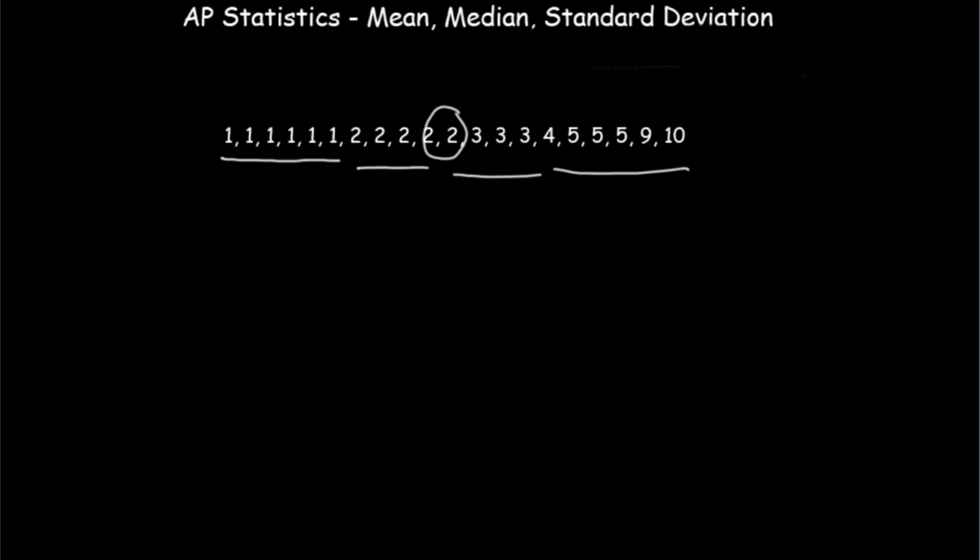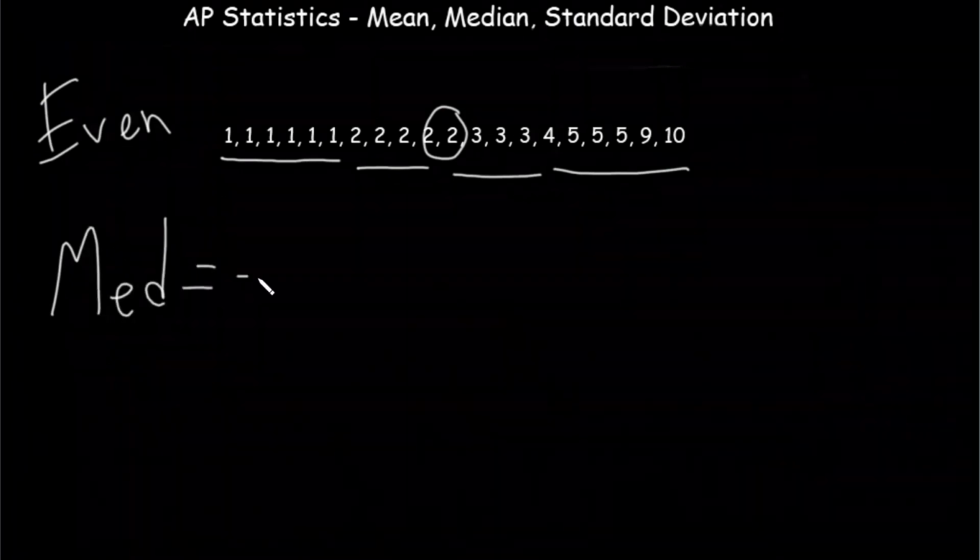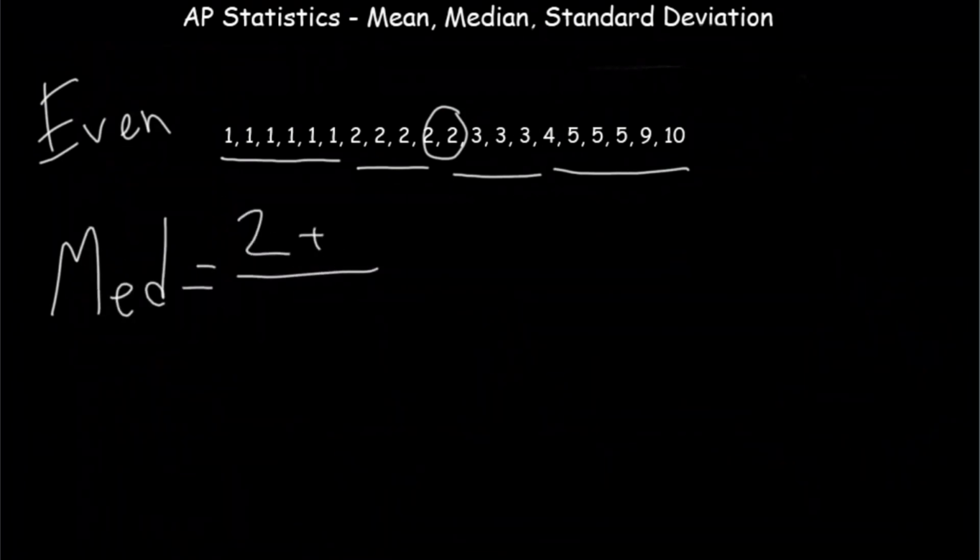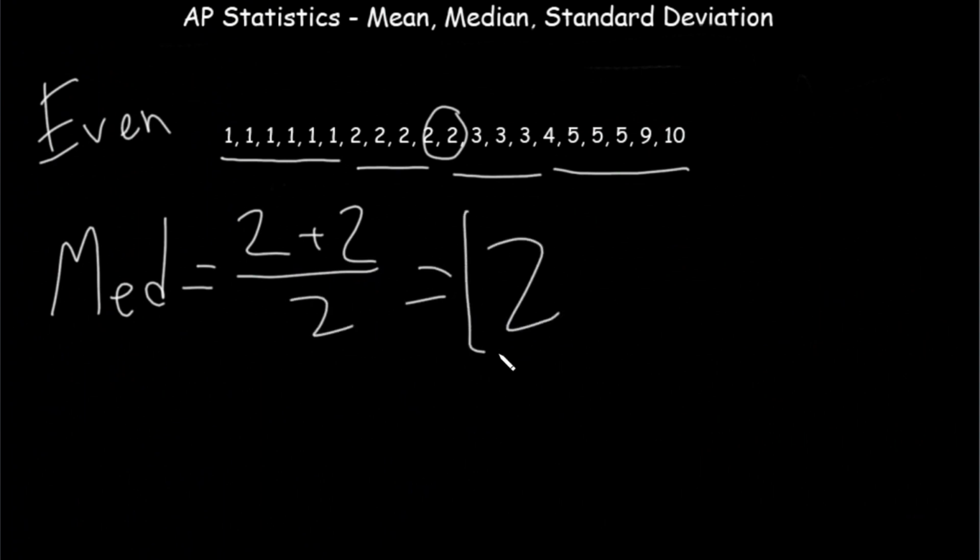Now, what do you do when you have two median numbers? This happens when you have an even amount of data in your data set. So what you're going to have to do to calculate the median is add these two numbers, so 2 plus 2, and divide by 2. In that case, you're still left with 2. So that would be your median.